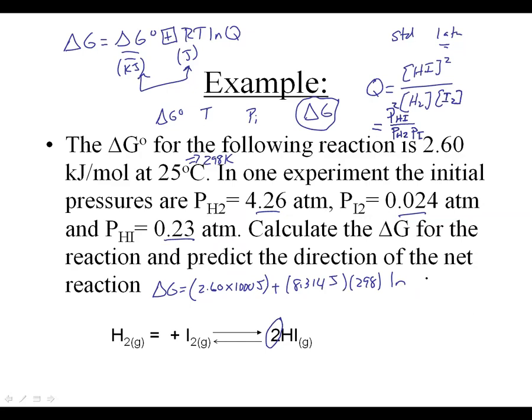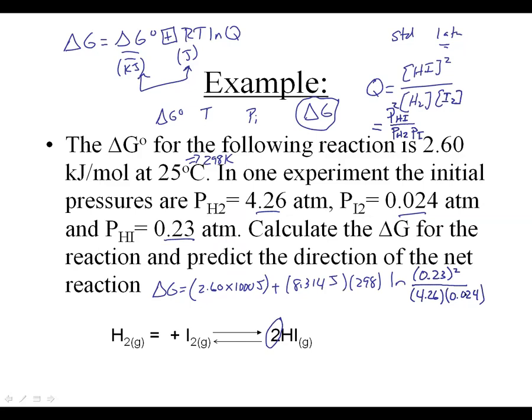So on top should go our HI, and we're going to take 0.23 and square it. On the bottom would go our I2 and our H2, which is 4.26 and 0.024. Any questions on that setup there? So 0.23 squared divided by 4.26 divided by 0.024. Take the natural log of that.